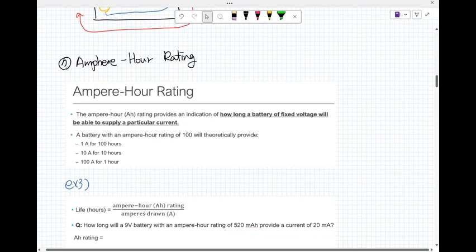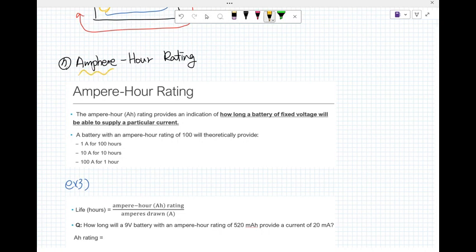All right, so now we also learn about the ampere-hour rating. Ampere-hour rating provides an indication of how long a battery of a fixed voltage will be able to supply a particular current. So a 100 ampere-hour rating could provide 1 ampere for 100 hours, 10 amps for 10 hours, 100 amps for 1 hour, okay?